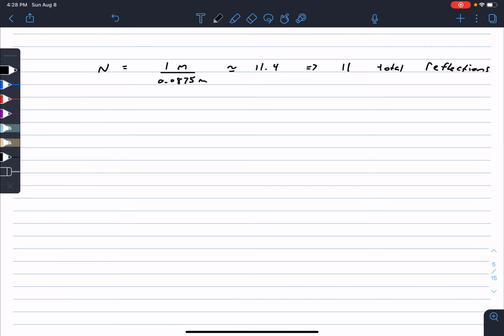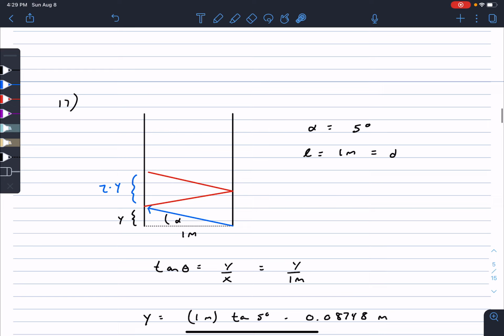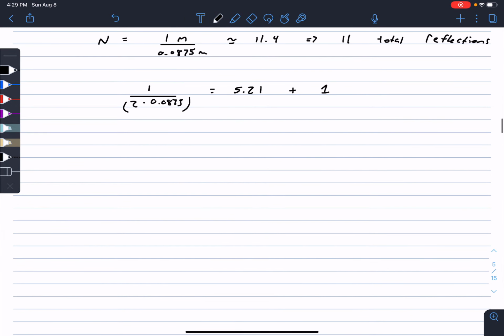For the left side, we'll divide 1 meter by 2 times 0.0875. That gives you a value of 5.21, and then we have to add an extra 1, because we skipped that. It's going to come up this many times plus the one that it did initially, so that's 6.21 reflections, which means on the left side it's 6 total reflections.